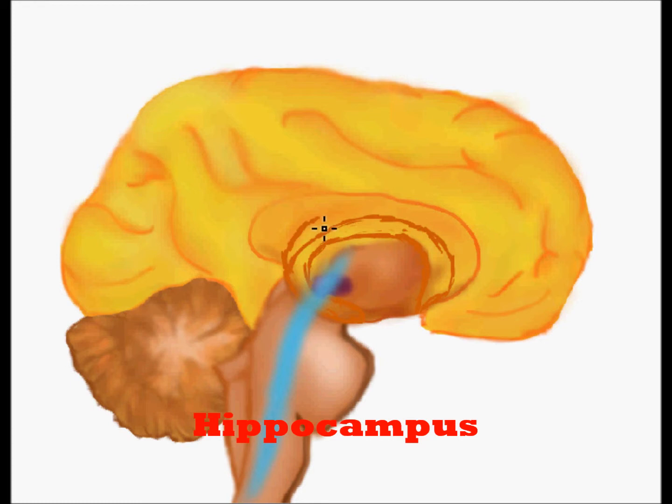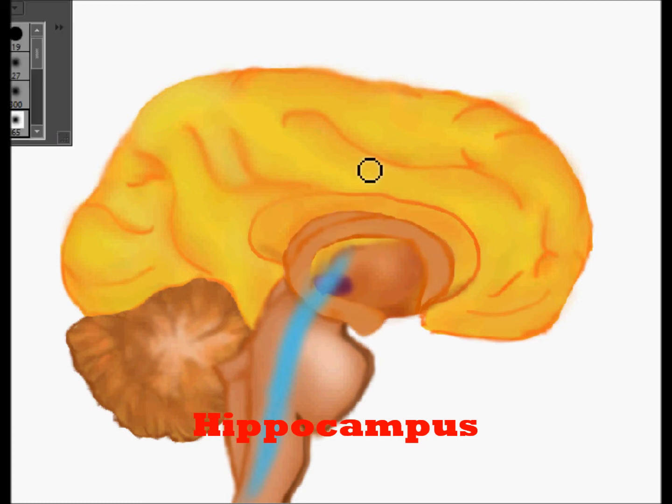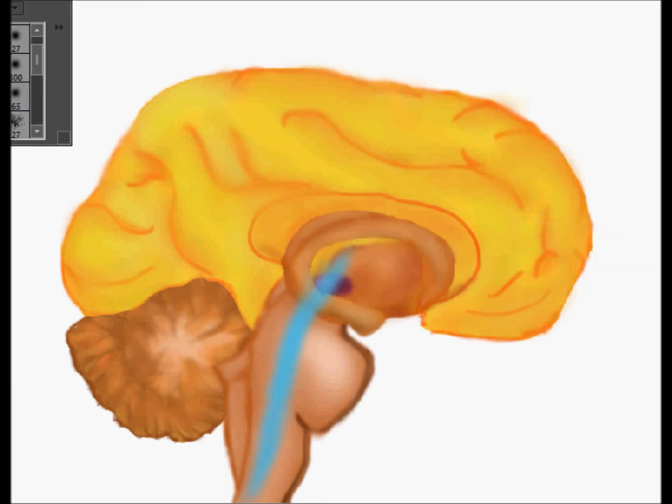This next part is called the hippocampus. It's a part of the limbic system that's involved in learning and memory. I actually ended up moving the amygdala so that it would fit with the hippocampus.